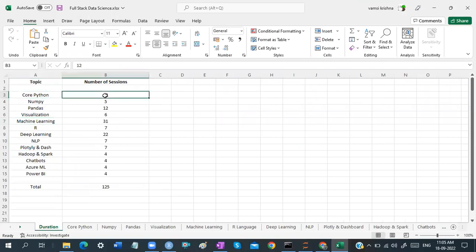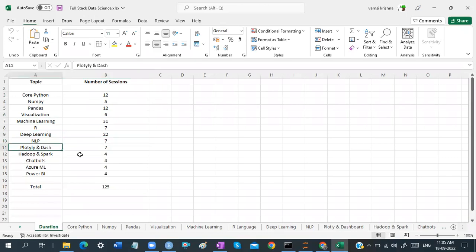Core Python, as I told you, 2 weeks of time. NumPy is for 5 days. Pandas is for 12 days. And visualization is around 6 days. Altogether we can see around 23 or 24 days, which is 1 month of time. After that, machine learning will be there. Even R also will be there, 1 week of R. Deep learning, we can see around 22 days. We have NLP for 7 days.